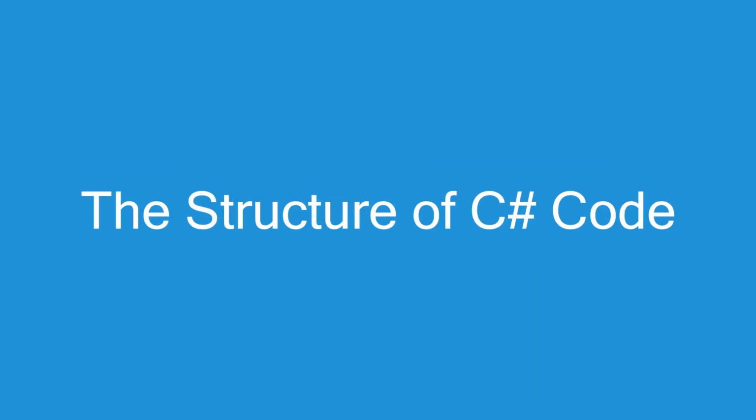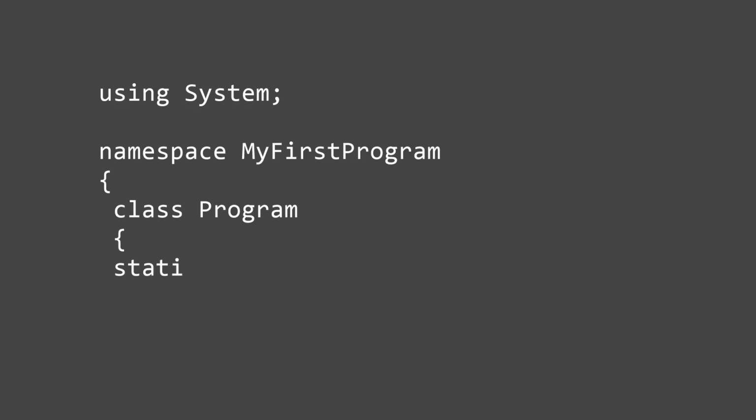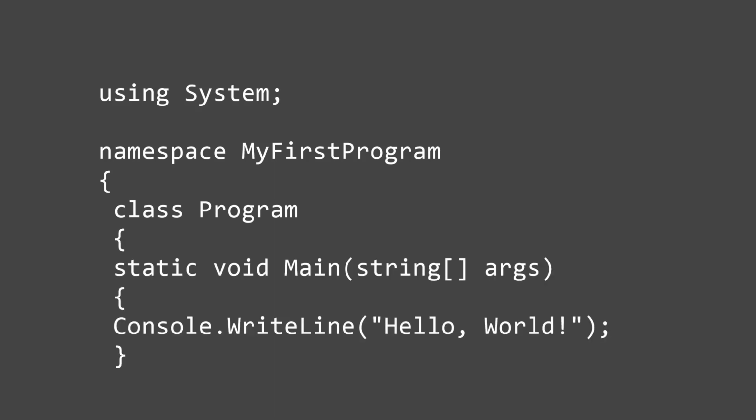The structure of C# code. C# programs start with using directives for importing libraries, followed by namespaces for organization, classes for structure, and methods for actions.